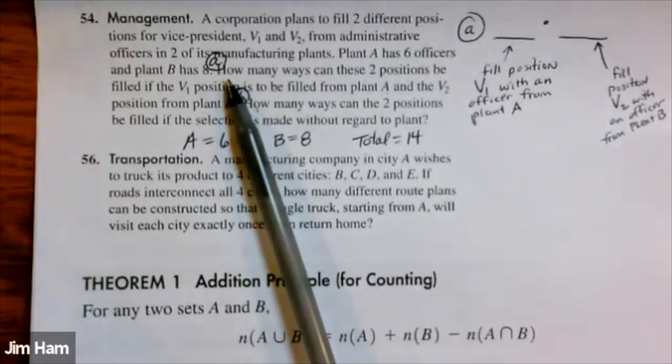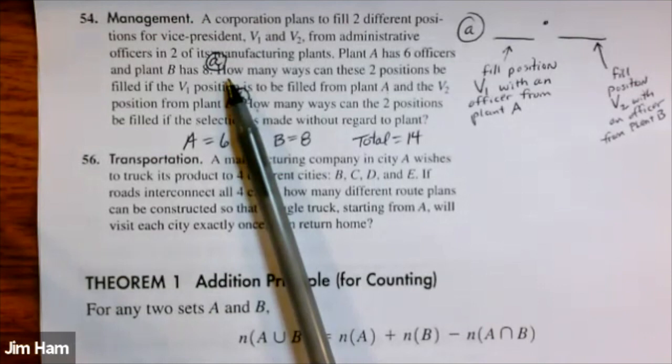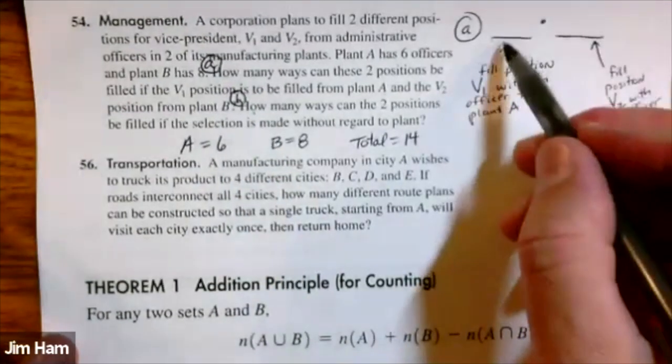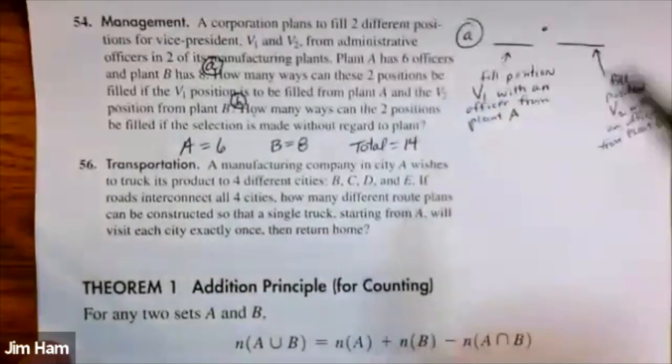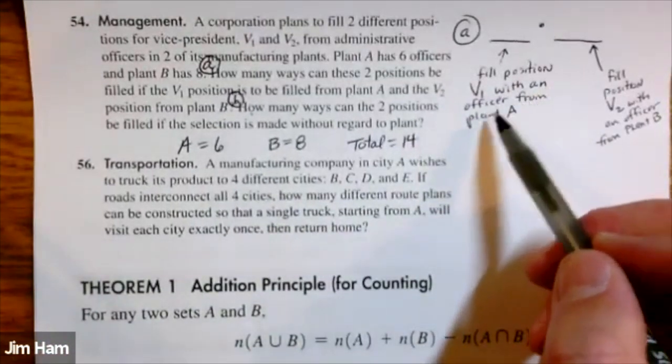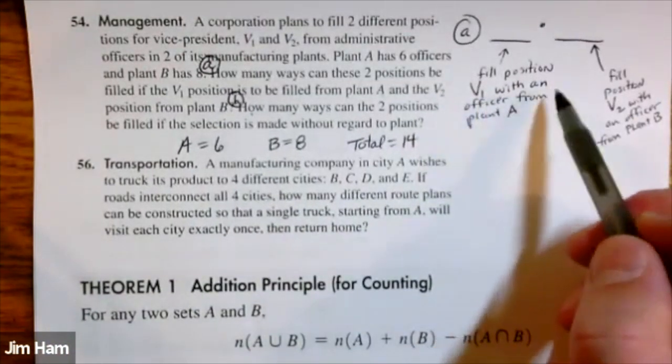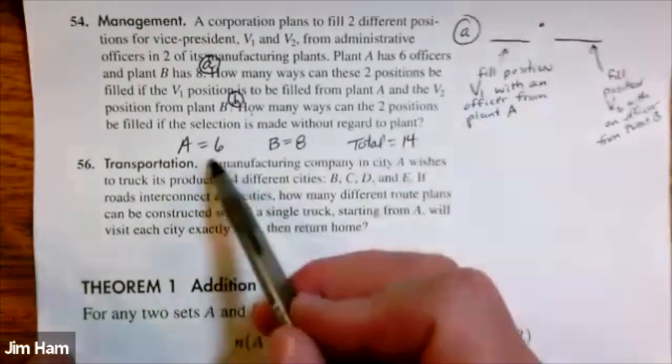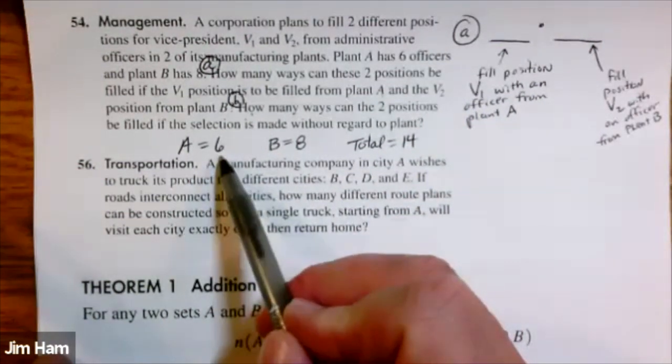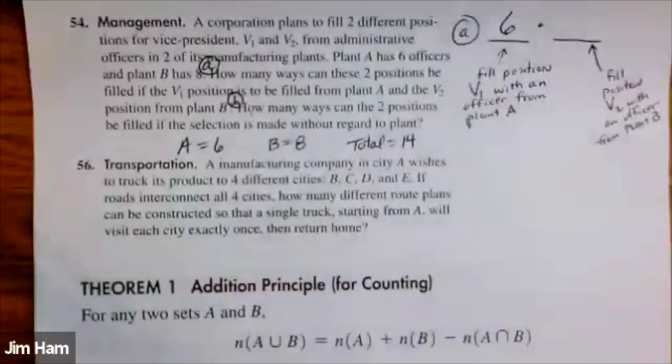All right, so I see some answers in there, 48 and 196. 48, looks like that's the common one. Okay, so the first operation we're going to do is fill position V. We're going to fill that first vice president position with an officer from A, and there are 6 different officers from A, and we can choose any one of those 6. So there's 6 ways to choose the first vice president, since we're selecting that vice president from plant A.